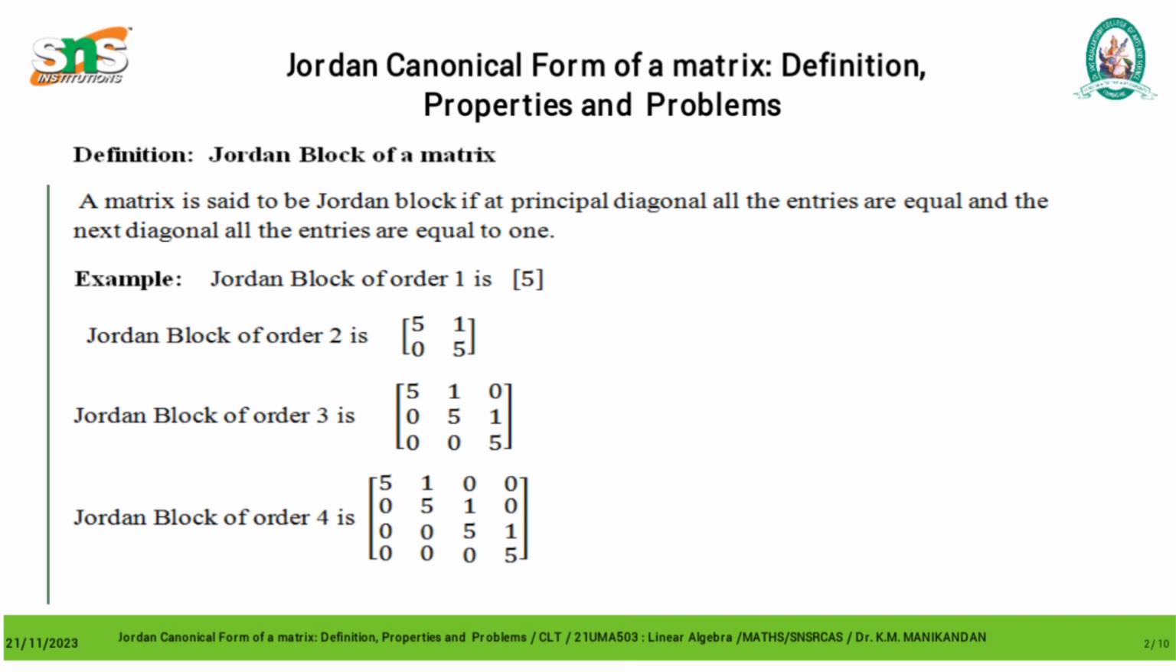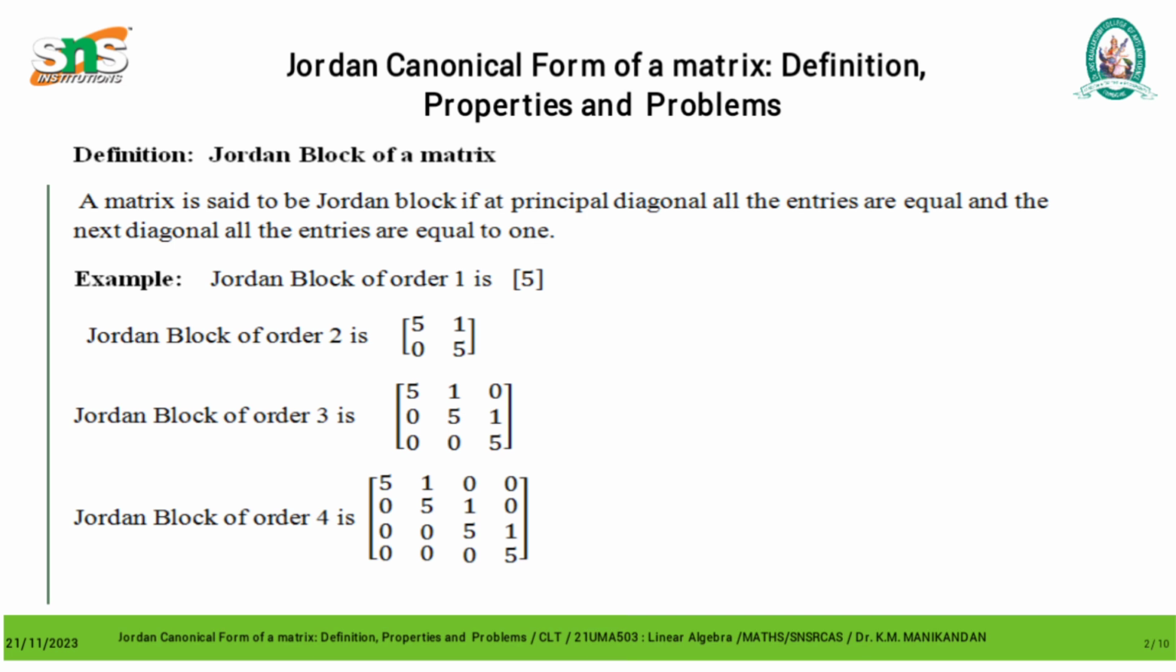Now first we give the definition of a Jordan block of a matrix. A matrix is said to be a Jordan block if at the principal diagonal all the entries are equal, and the next diagonal, which we call the super diagonal, has all entries equal to 1.